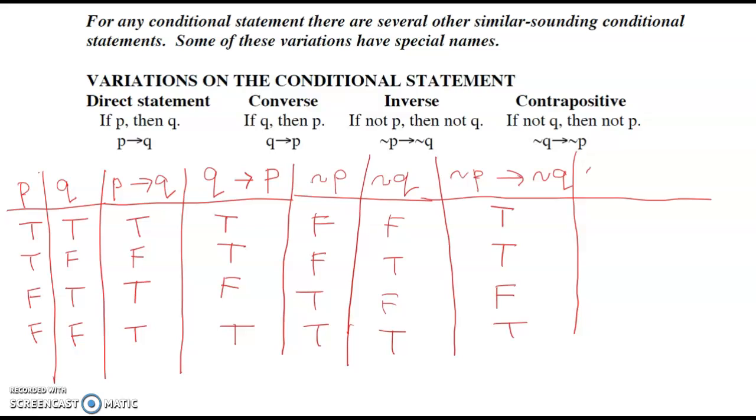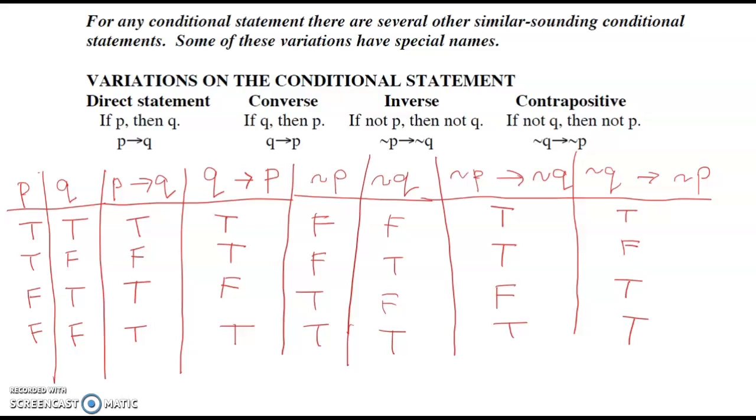And lastly, our contrapositive: if not Q, then not P. So we're still working with these two statements, but now we're going backwards. So if false, then false, this is true. If true, but false, this is going to be a false statement. And if false, but somehow our outcome ended up being true, we're happy with that true outcome. And lastly, if true, then true, so that's going to be true.